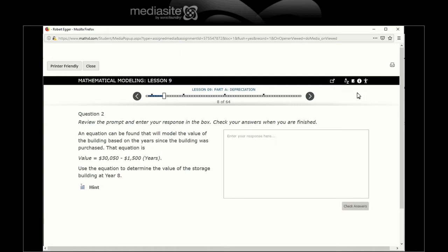Okay. So let's see. Review the prompt and your response. An equation can be found that will model the value of the building. And here's the equation it came up with. Basically, the value is $30,050 minus $1,500 per year. So here's our variable. Of course, that would be the x-axis. And let's use the equation to determine the value of the storage building in year 8. Okay. Not too hard to do.